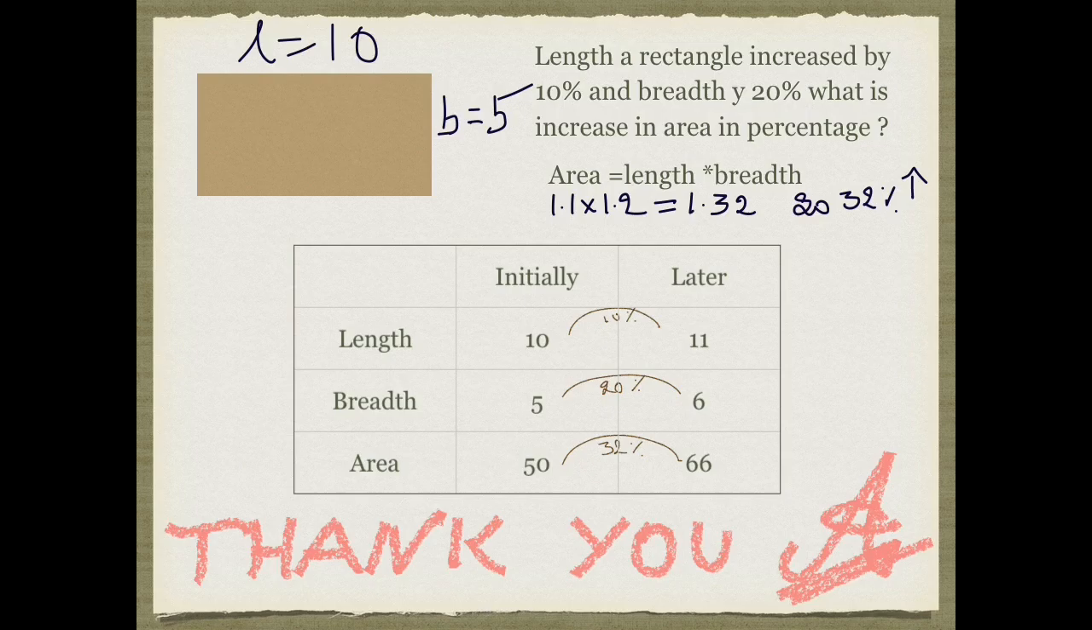To illustrate this clearly, I gave an example. Say length is 10 and breadth is 5. Initially length is 10, after a 10% increase it is 11, and breadth is 5, later it is 6. So area is 50, later it is 66. There is an increase of 16 for 50, that means for 100 it is 32%.